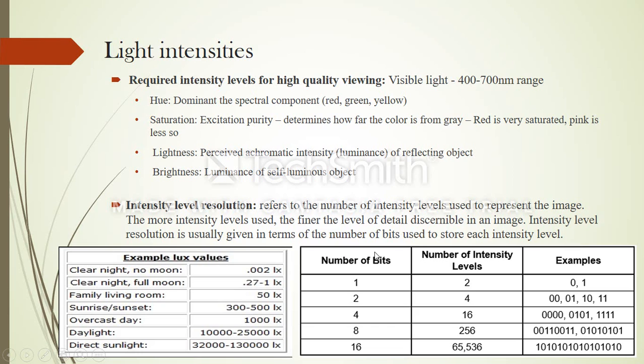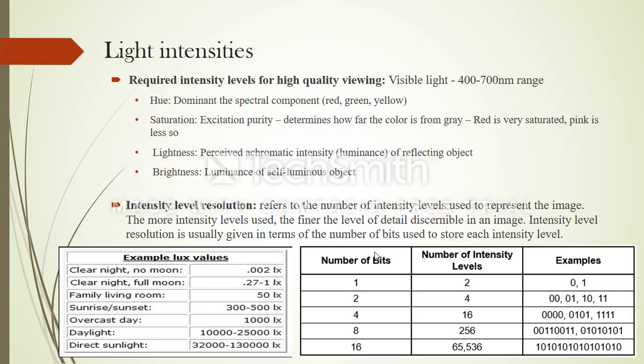Required intensity level for high quality viewing. Visible light range is from 400 to 700 nanometers. Hue is the dominant of the spectral components. Saturation, excitation, purity determines how far the color is from gray. Brightness is the luminescence of a self-luminous object.